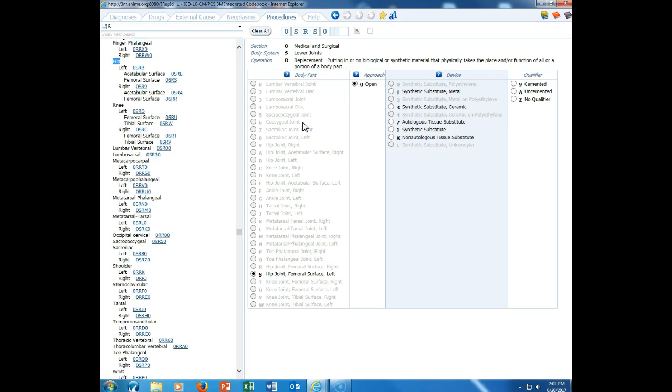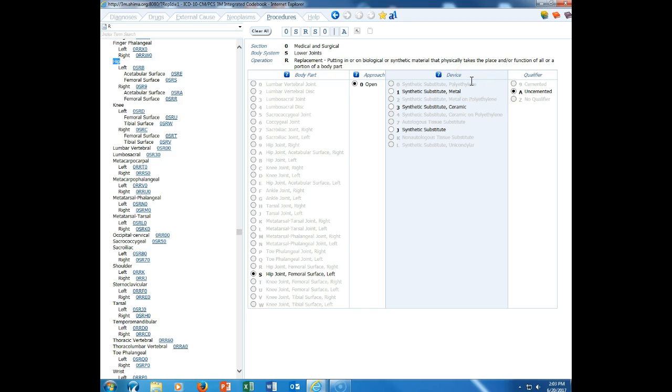Now, uncemented is a qualifier. So do you see, come all the way over here to the 7th character? We know it was uncemented. So let's go ahead and select uncemented. That kind of limits our device choices. Do you see? And you see that the approach is open. That popped in. So what we have left to determine here is what the device is.